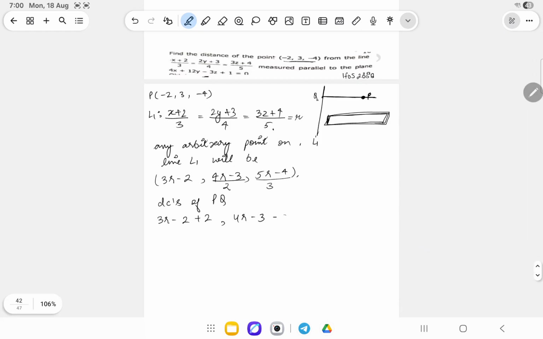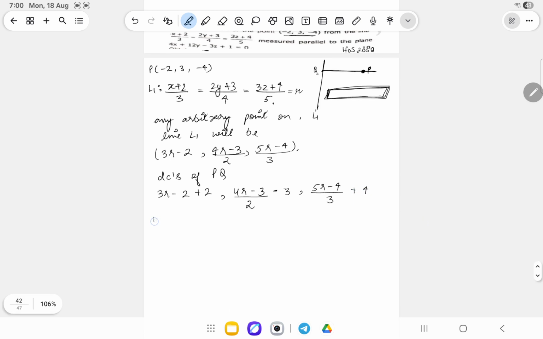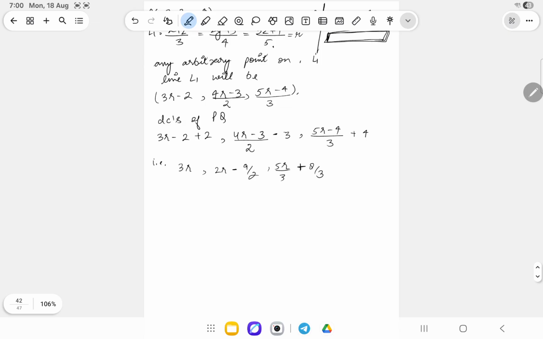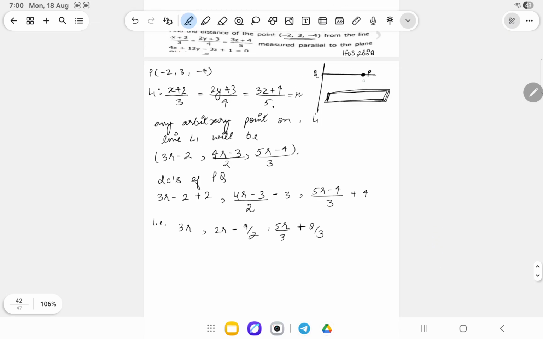So my direction cosines of PQ will be (4r minus 3) by 2 minus 3 and (5r minus 4) by 3 plus 4. If I simplify it, I'll get 3r, 2r minus 9 by 2, 5r by 3 minus 4 plus 4... 12 minus 4 is 8 by 3, it will be plus 8 by 3. Yes, positive 8 by 3. So this is my direction cosine of line PQ.